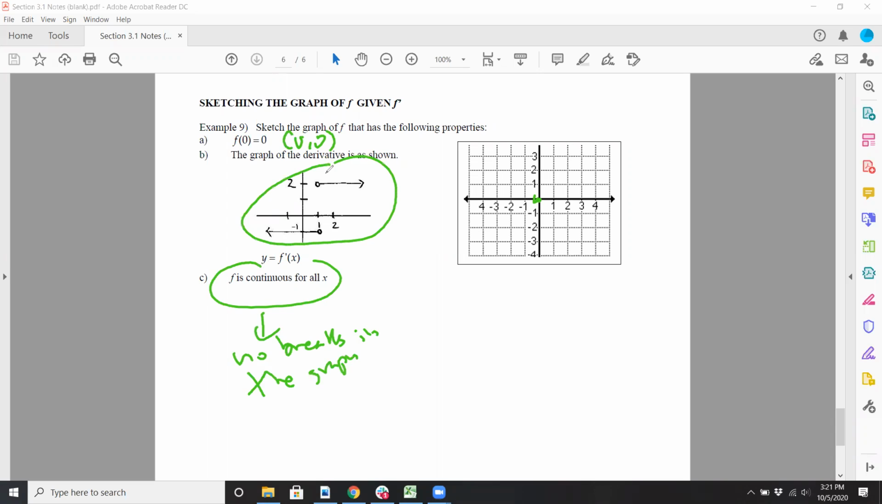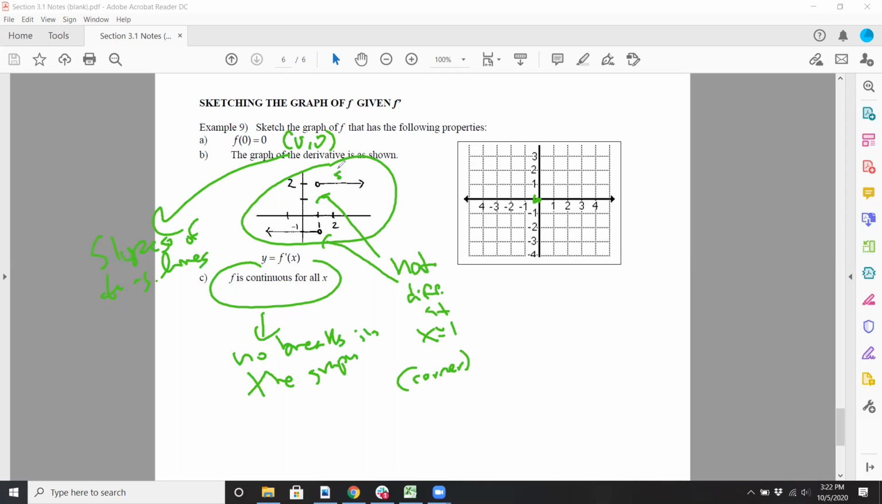And here you have this right here. So these are slopes of tangent lines. And because you have these holes here, we're not going to be differentiable at x equals 1. In fact, we're going to think of it as a corner. And we're going to talk about that in more detail in 3.2. That'll give rise to a corner. So it's going to have a slope of 2 here.